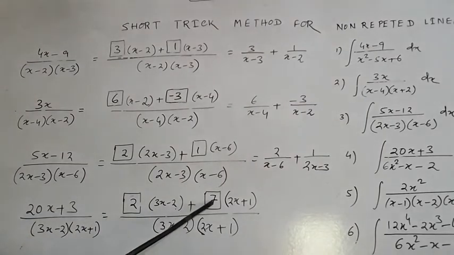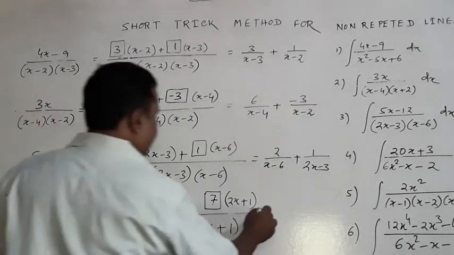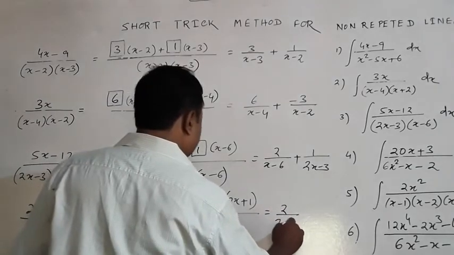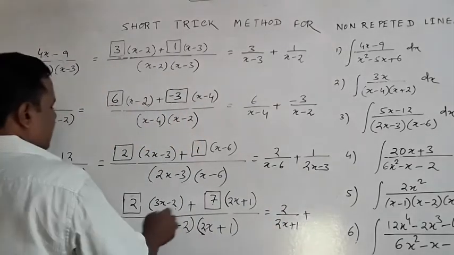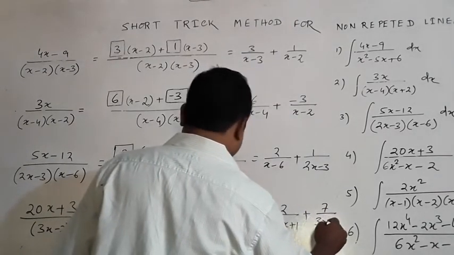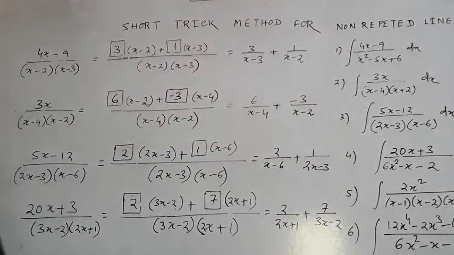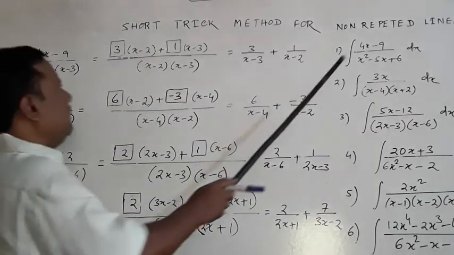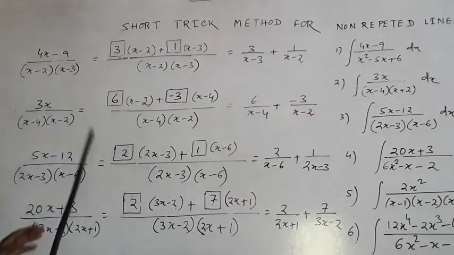I am just taking 3 and 7. It becomes 14x. I am taking 2 here. It becomes 20x, the 6x plus 14x, and it is minus 4 plus 7, which is 3. Then you separate it. It becomes 2 by (2x plus 1) plus 7 by (3x minus 2). And this is the short trick method for non-repeated linear.